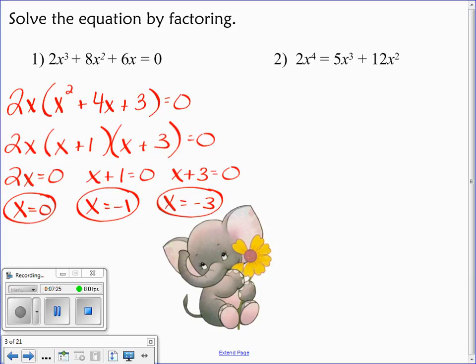All right, how about number 2? What do you have to do with that one first? I'd probably move the 5 and the 12, because otherwise I got to take out a negative. I don't want to do that. If I can avoid that first term being negative, that'd be better. So 2x to the 4th. We're going to subtract over the 5x cubed. You want to subtract over the 12x squared.